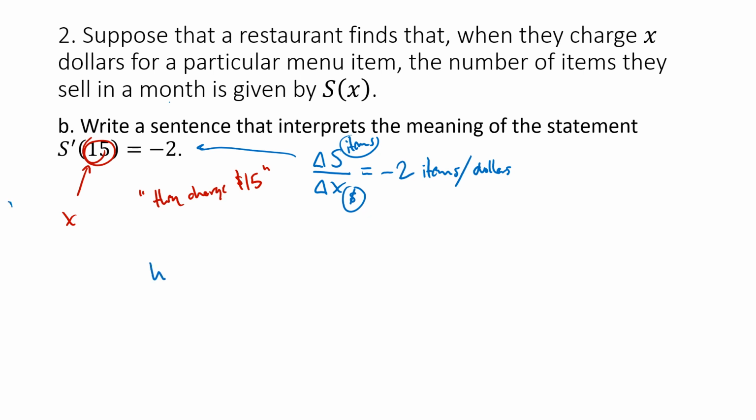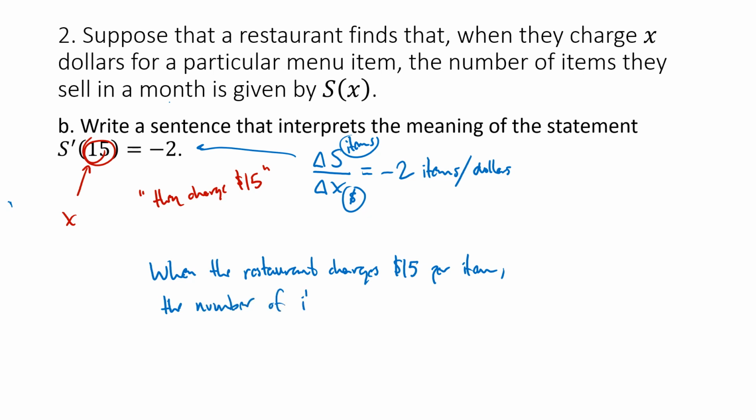So I'm going to start my sentence the same way. When the restaurant charges $15 per item, what's happening? Well, the number of items that they sell is decreasing. That's what that negative sign is telling me, is decreasing at a rate of 2 items per dollar.